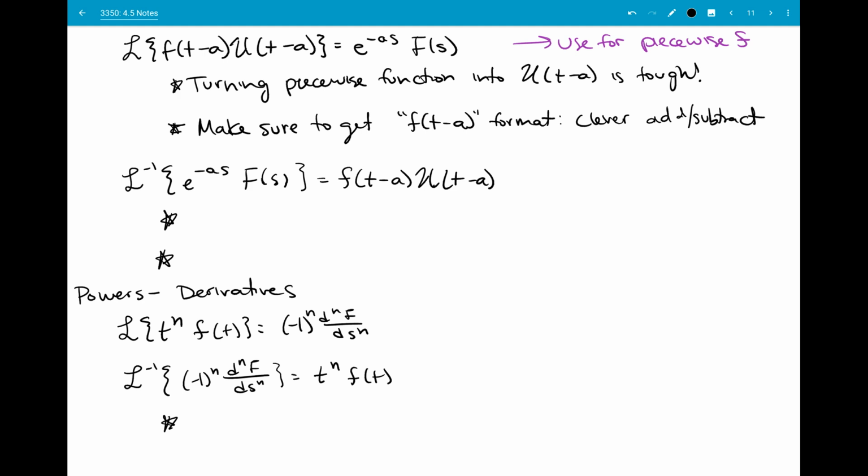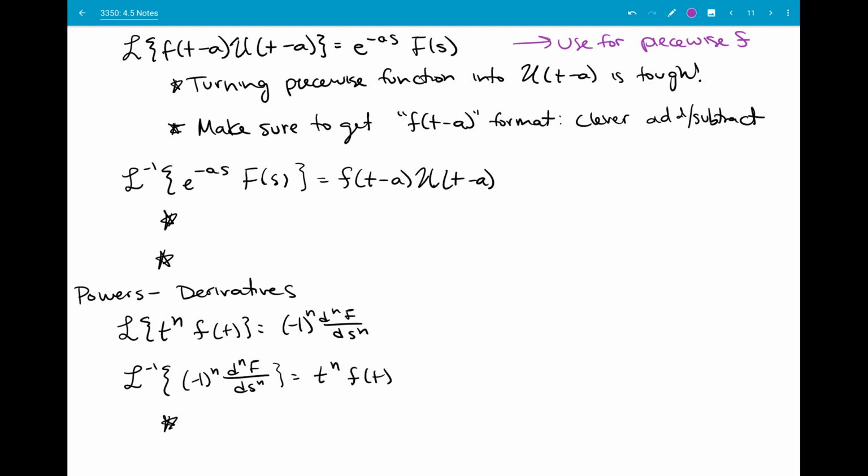So if you only have t times u, but you actually need t minus 3 times u, then you add and subtract 3u to match the format that you need.